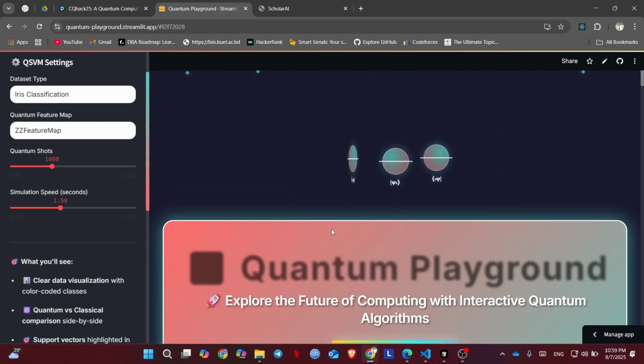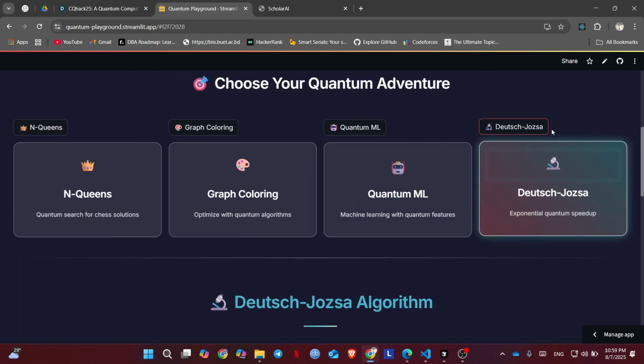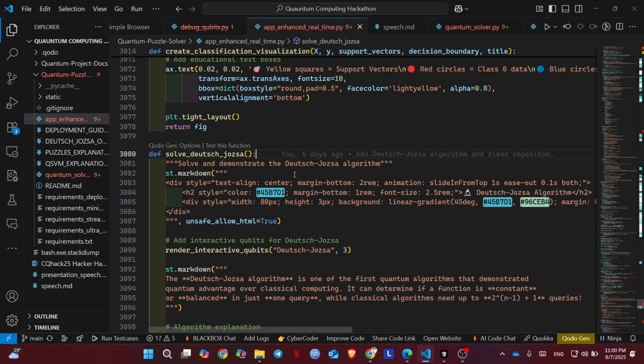And then another interesting algorithm you might say, that is the Deutsch-Jozsa algorithm. So what is the Deutsch-Jozsa algorithm? This algorithm demonstrates quantum computing's most dramatic advantage: determining if a function is constant or balanced with just one query, while a classical computer needs exponential queries. So this is the function for solving the Deutsch-Jozsa algorithm.